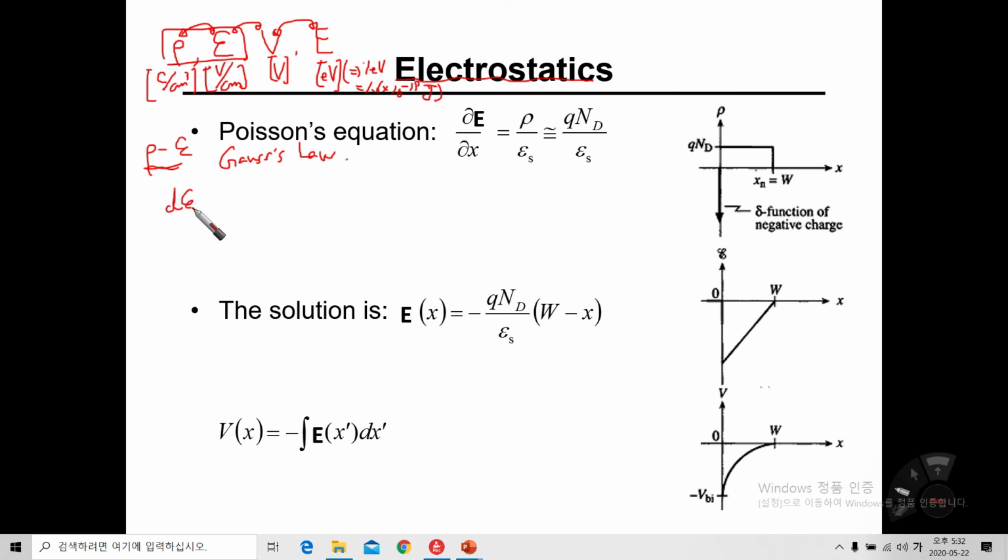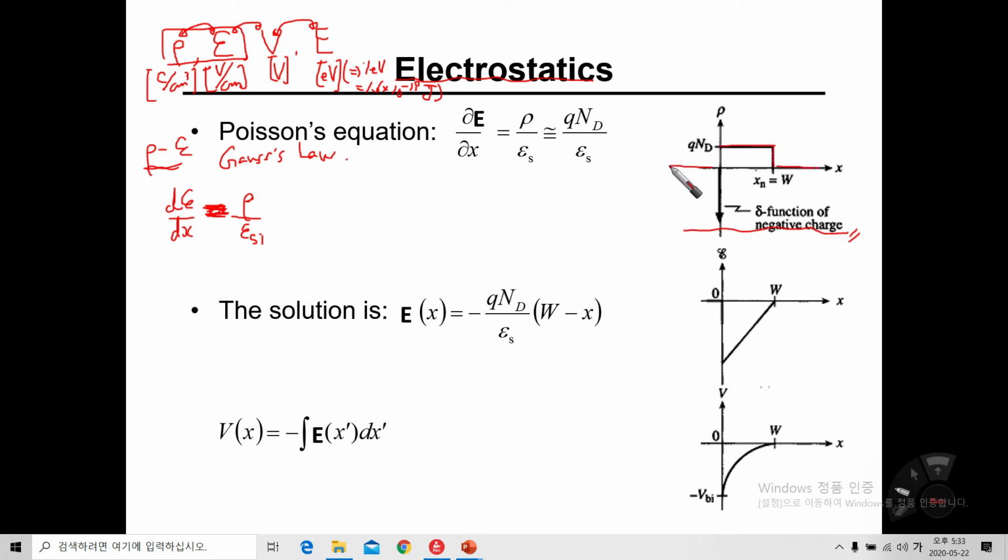So it turned out that the electric field variation with respect to x is proportional to what? Yes, charge density. And the coefficient is defined as 1 over the dielectric constant. Since we are talking about the semiconductor, silicon, I have used the subscript Si. So we can use Poisson's equation, dE/dx is equal to rho over epsilon silicon. On the right hand side, you can see the charge density plot.